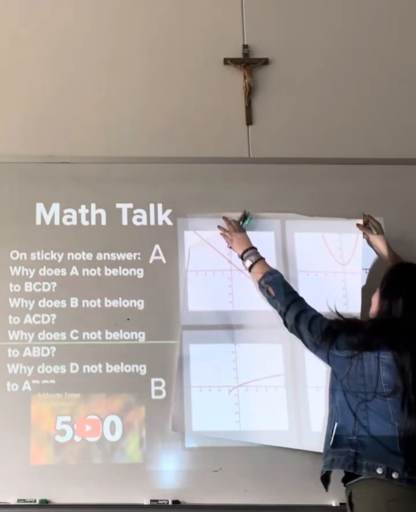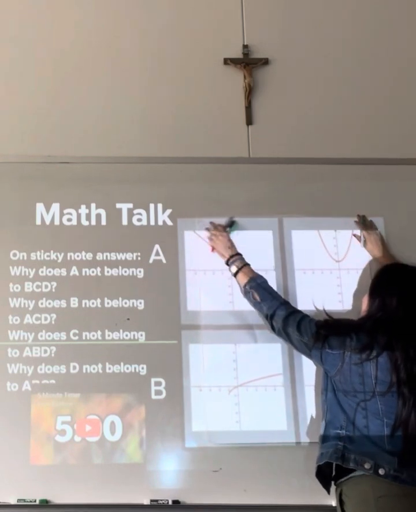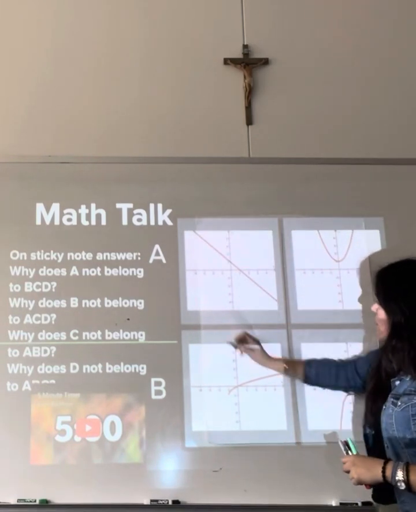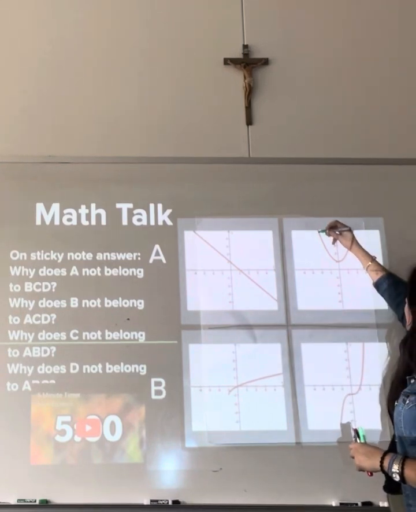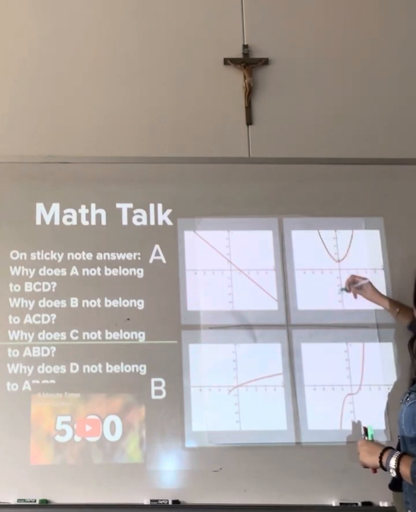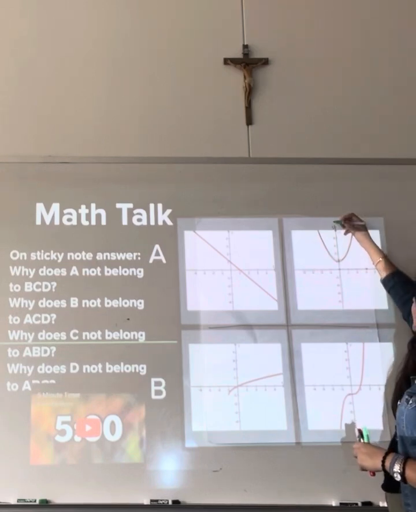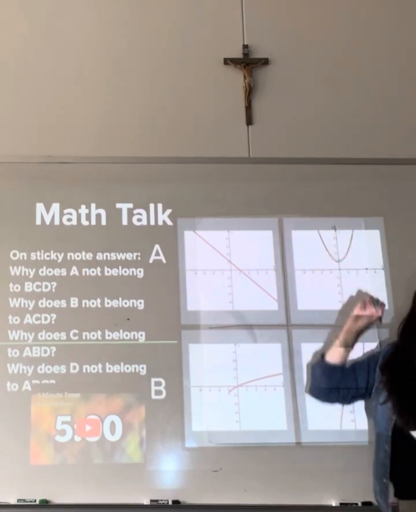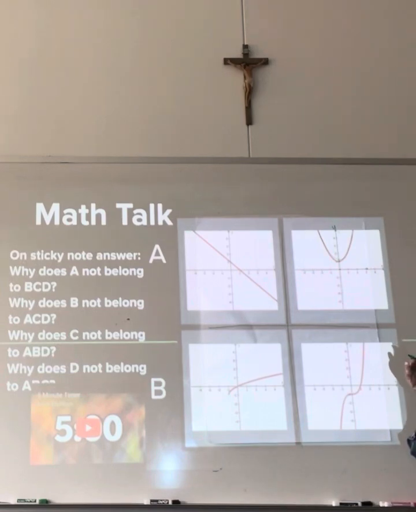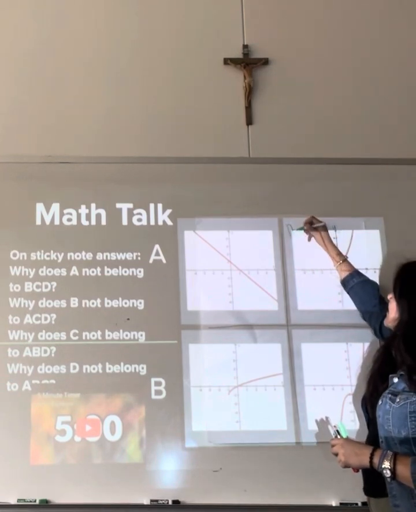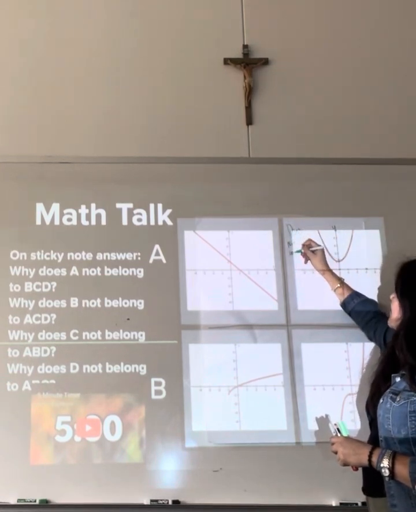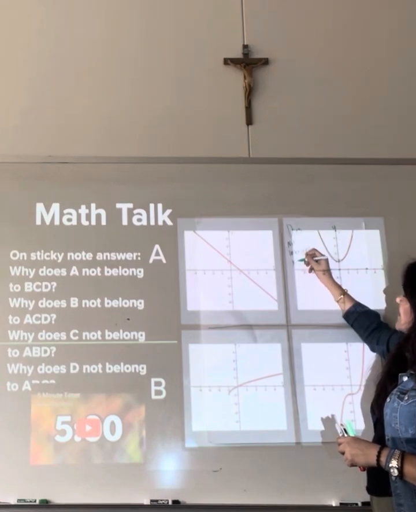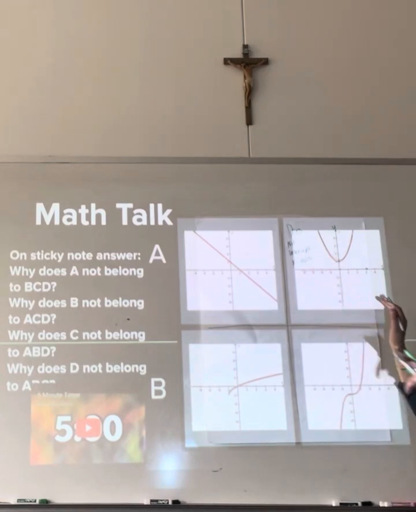What did y'all say? Maybe C because it doesn't touch the x-axis. Ooh, okay. So C, here's the y and the x-axis, right? And you're saying it does not touch the x-axis. What's another word for that? Anyone know? Does not what? Say that again? Intercept. So this one does not intercept the x-axis. So, good vocab word. Anything else from this team? Okay, next team. What did y'all say?